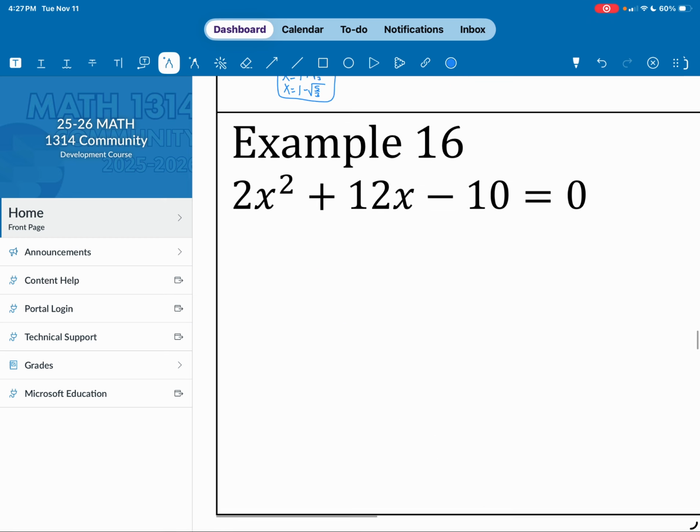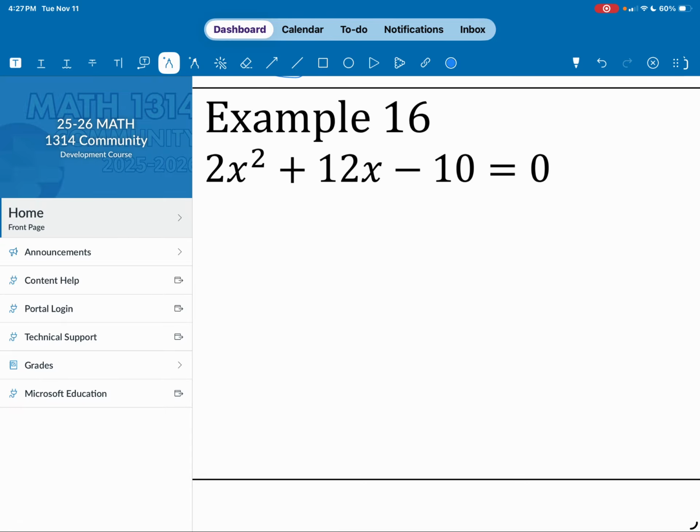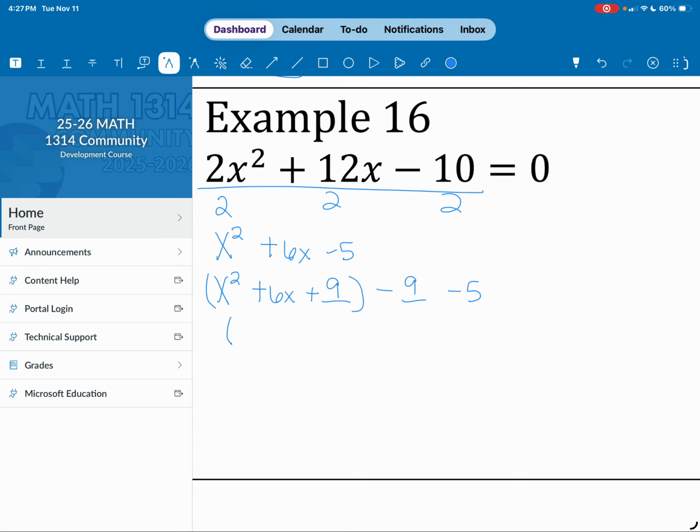All right, and so then down here on example 16, I need to go ahead and divide by 2 because I have a leading coefficient. So I get x squared plus 6x minus 5. And since I'm doing completing the square, I'm going to say x squared plus 6x plus something minus 5. Now, half of 6 is 3, and 3 squared is 9, so my something is going to be 9. Because half of 6 was 3, that means I would do x plus 3 squared. And negative 9 minus 5 is negative 14.